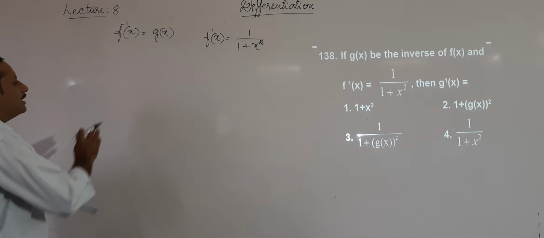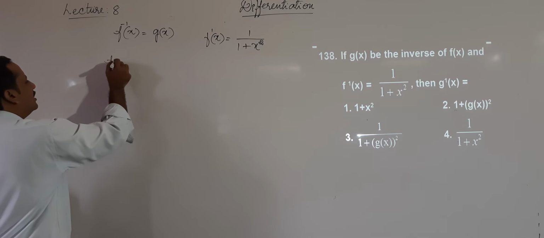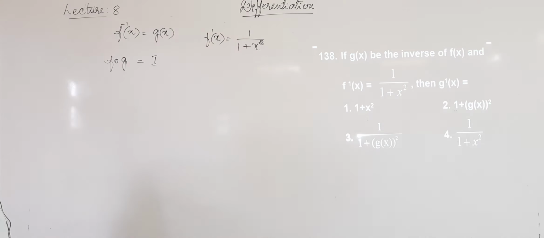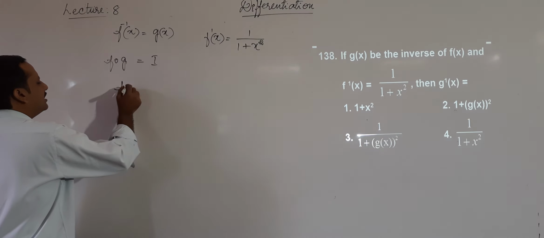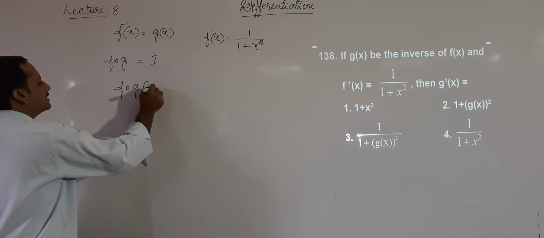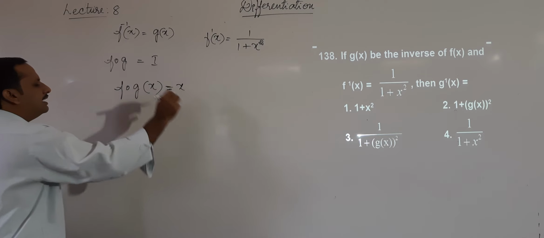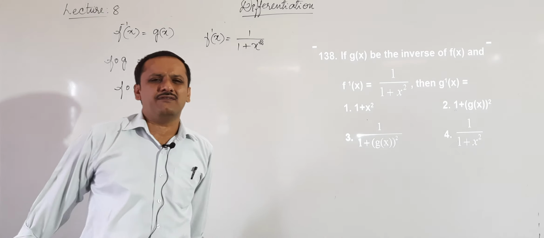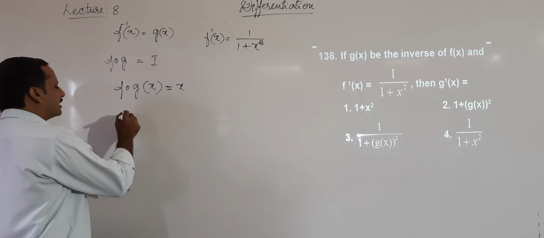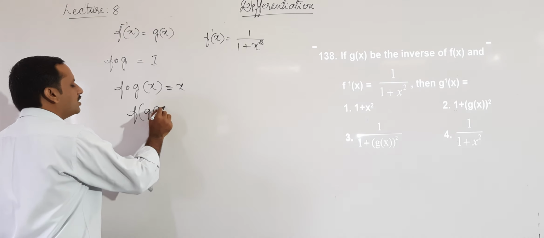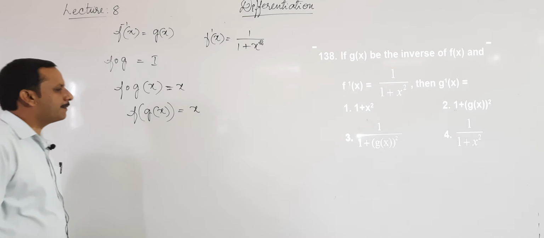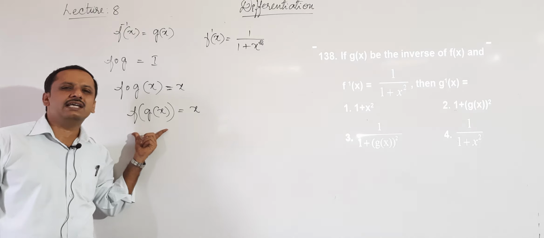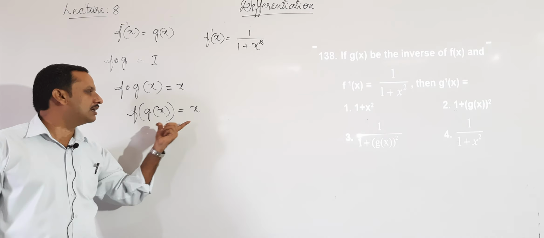Okay. So, now if f inverse of x equal to g of x, it means f circle g must be equal to an identity function. F circle g is identity means f circle g of x is equal to x. What do you mean by identity? Identity means the image of every element is that element itself. So, f circle g of x is equal to x, which means f of g of x is equal to x. Given that f inverse of x is equal to g of x, that will imply that f of g of x is equal to x.